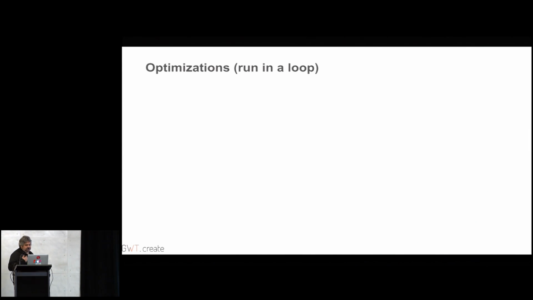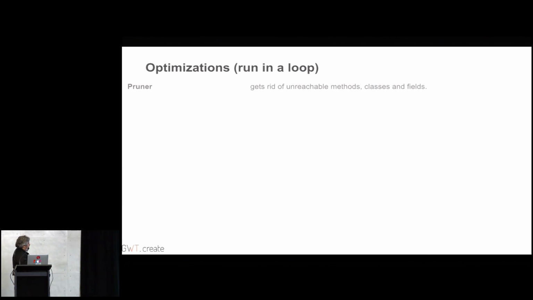We have these optimizations that we run in a loop. Every optimization does a very small transformation that's useful for the next one to kick in. And that's normally the way you write optimizations in a compiler. Every little pass does a small transformation that exposes opportunities for other optimizations.